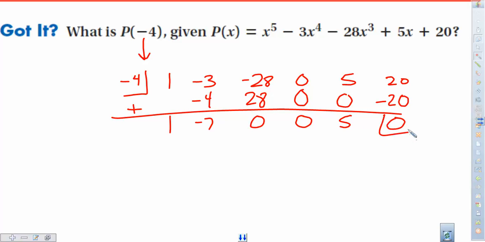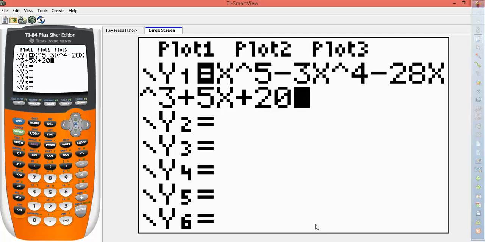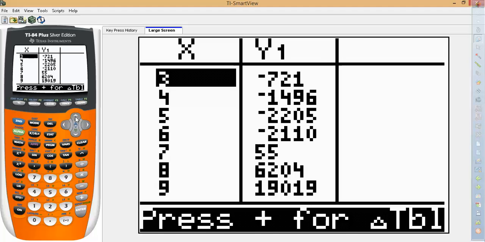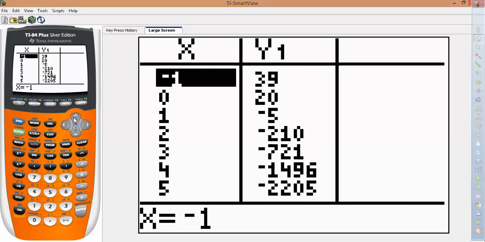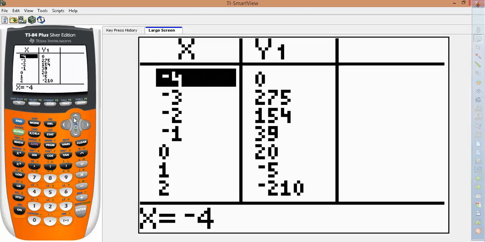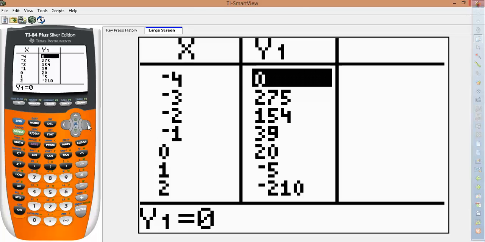Wait a second, this is weird. You mean to tell me that if we put a negative 4 in there, we're supposed to get 0? Something doesn't smell right about that. Let's use the graphing calculator and check our work. All right, so that looks pretty good. Now, what we were trying to figure out was P of negative 4. So if I go to the table, remember I'm still at that 3 from the previous problem, so let's back it up to negative 4. Huh! How about that? Just 0. So, great way to check our work.